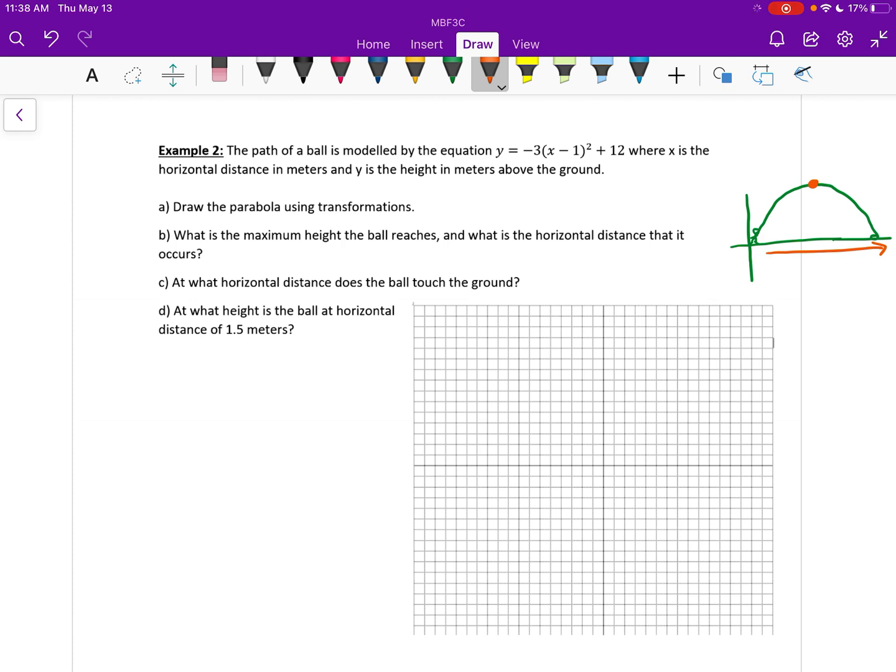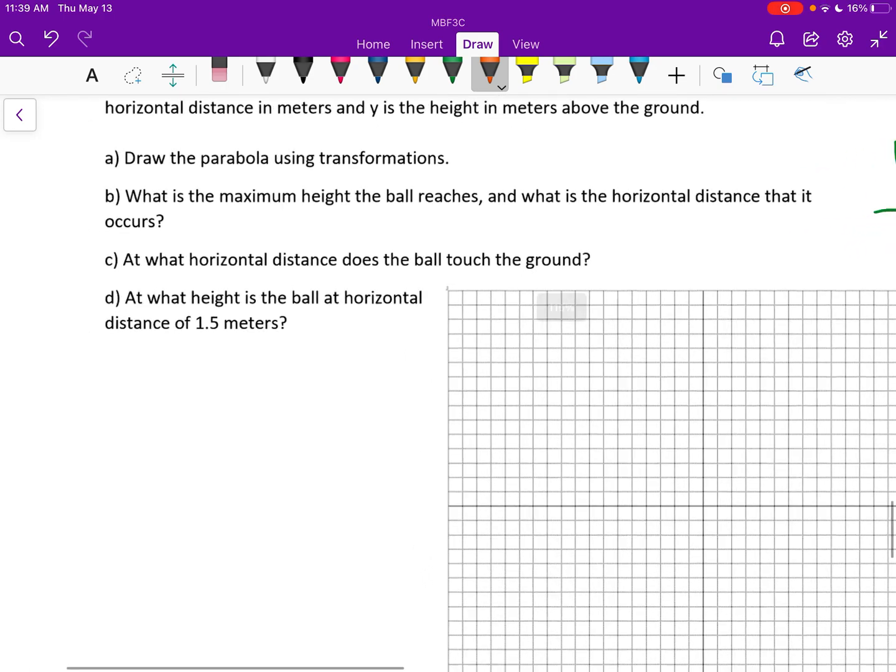So draw a parabola using transformation. So we're going to use the stuff that we've been using with x minus h, a, and k. Then we're going to find out what the maximum height the ball reaches is, as well as its horizontal distance. And then we're going to find out at what horizontal distance the ball touches the ground, and then at what height the ball is 1.5 meters from the person horizontally. Okay? So let's just start off with the easiest one.